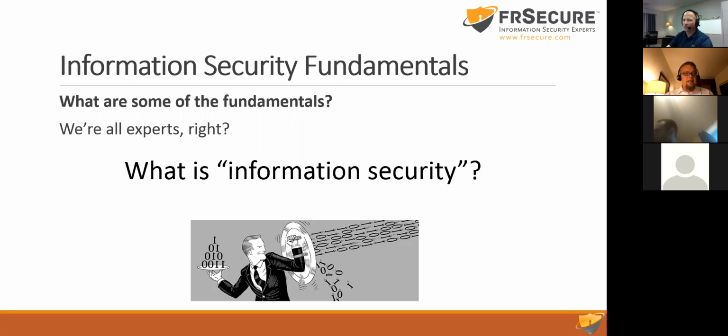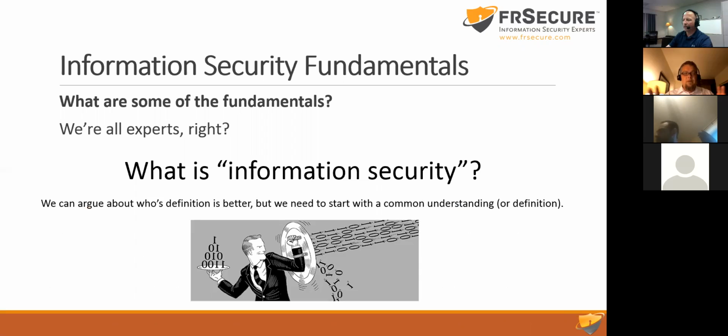We need to have the same definition of information security if we're going to work on it, if we're going to address it together. We can always argue about whose definition is better, but we need to have something in common so that we can build the security program. I don't know how many people in the class have ever tried to build an information security program in an office by yourself. Not going to happen. It's going to fail, and chances are good that you'll be out of a job soon.